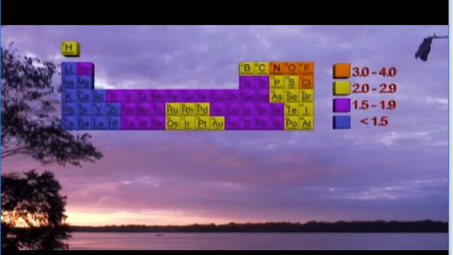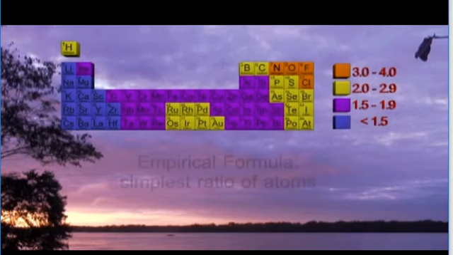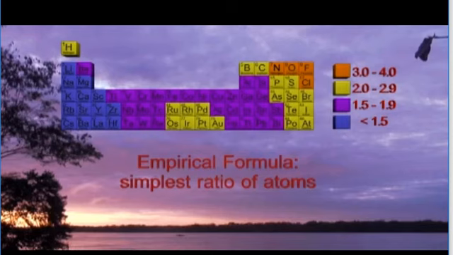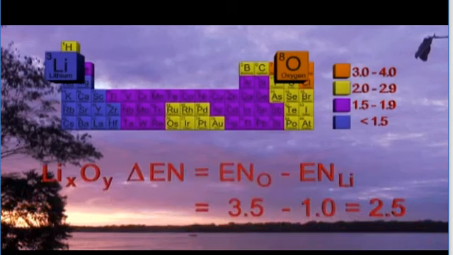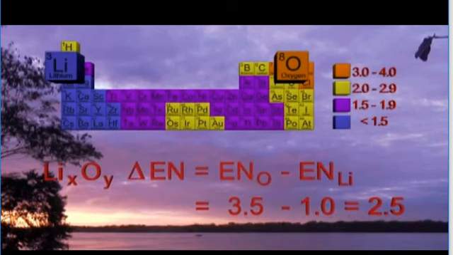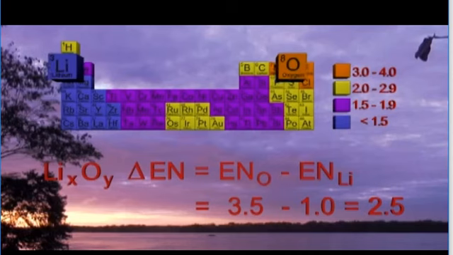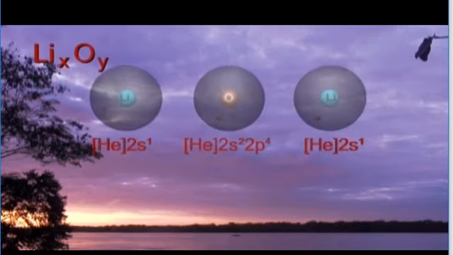Remember, dear students, that if the difference of electronegativity values between the two atoms is greater than 2.1, then there will be a formation of an ionic bond. But if I talk about lithium oxide, you know very well the electronegativity of oxygen is 3.5 and lithium is 1, so the difference is 2.5. So 2.5 is greater than 2.1, so there will be a formation of an ionic bond.